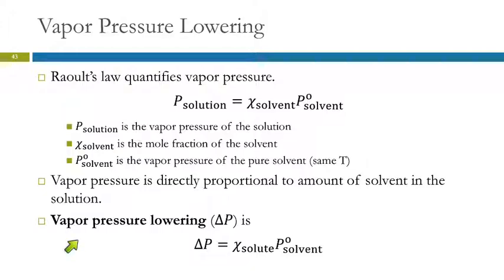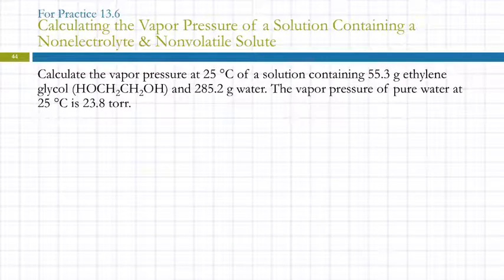If you want to look at vapor pressure lowering, the change in the vapor pressure, this is derived from that. The change in the vapor pressure is equal to the mole fraction of the solute times the partial pressure of the pure solvent. So we can do problems like this.